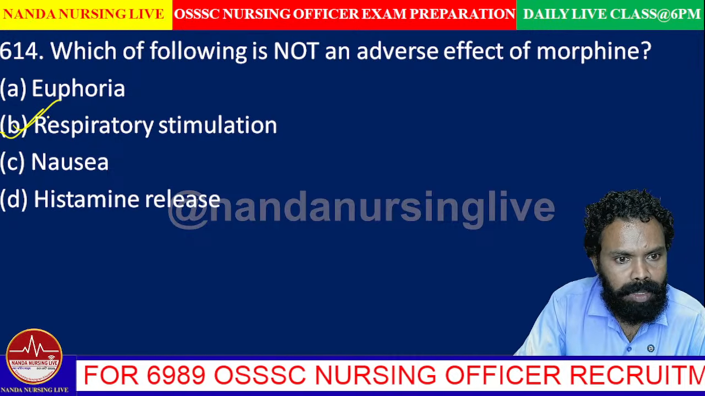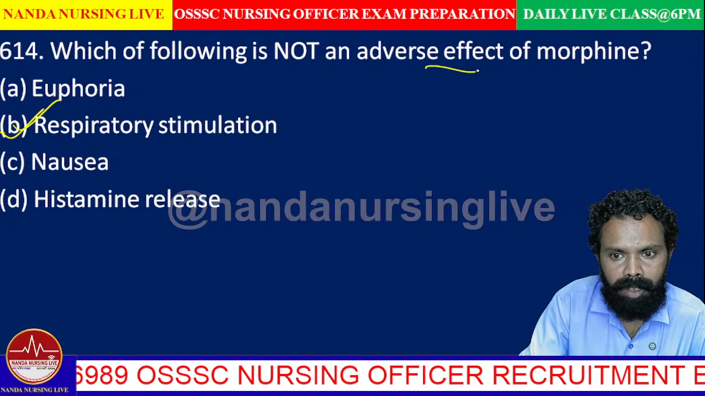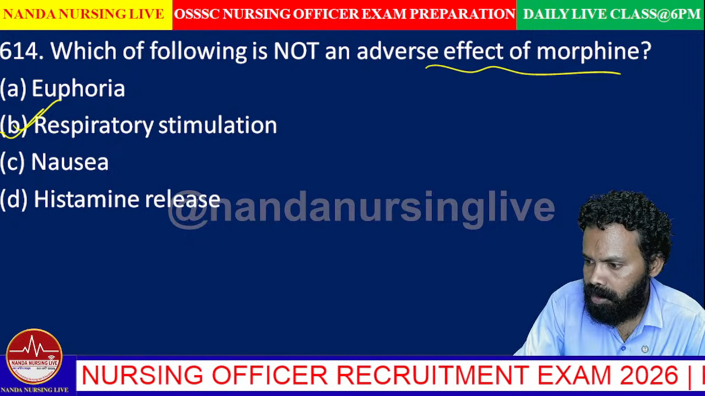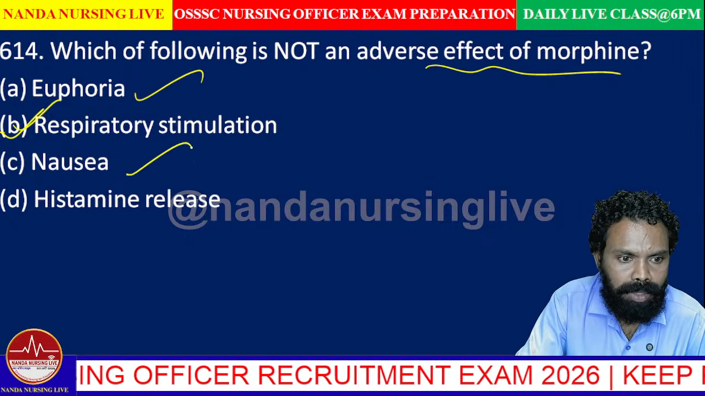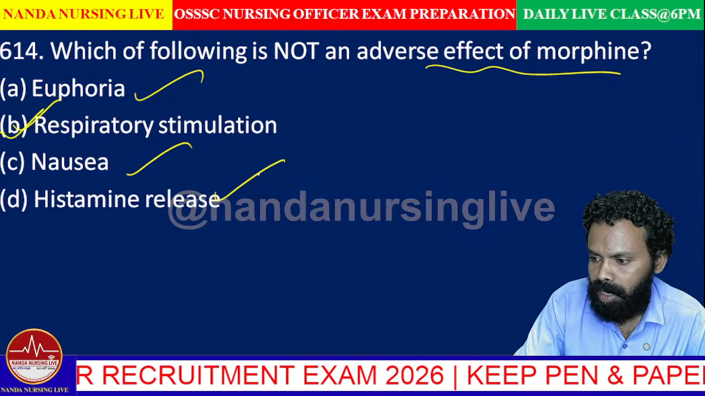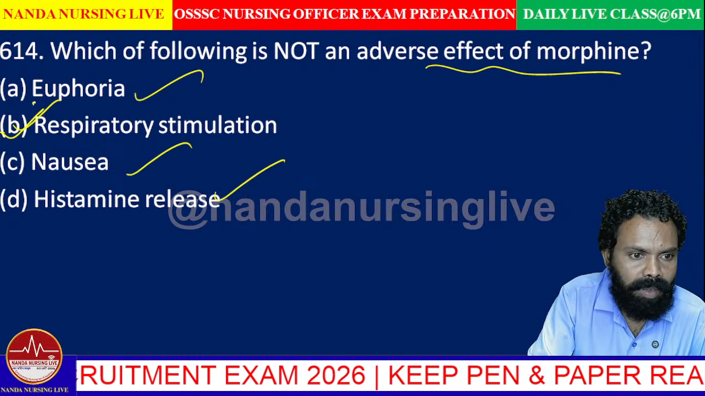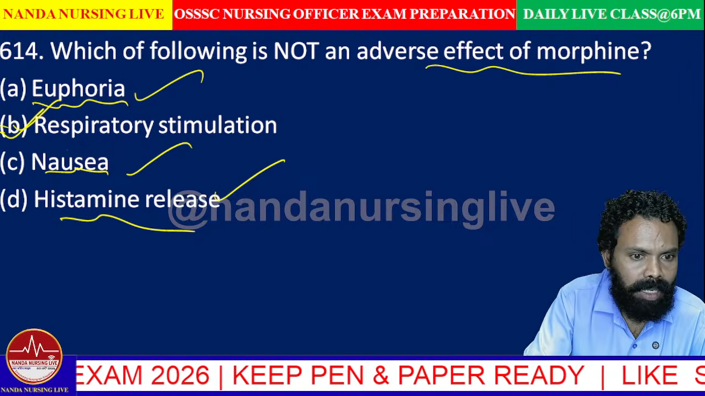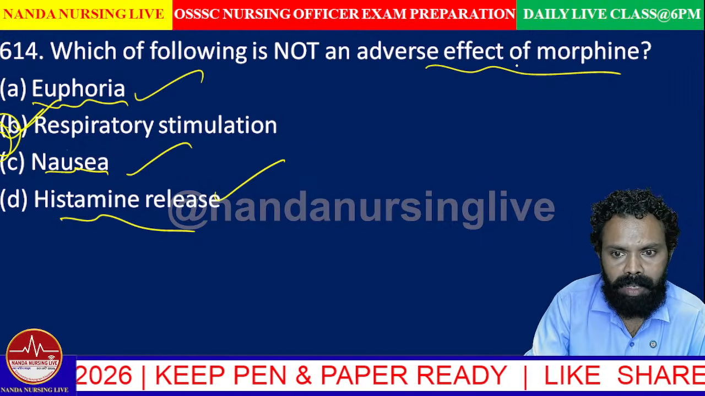Respiratory stimulation. Which of the following is not an adverse effect of morphine? Euphoria, nausea, histamine release, these all are adverse effects of morphine, right? Except respiratory stimulation, which is not an adverse effect of morphine, right?